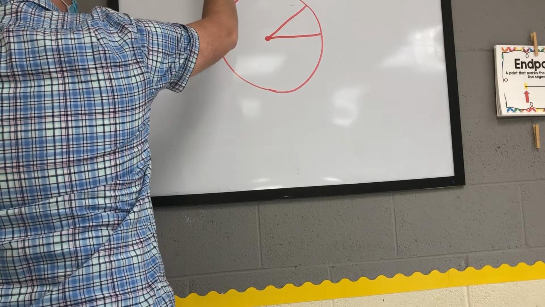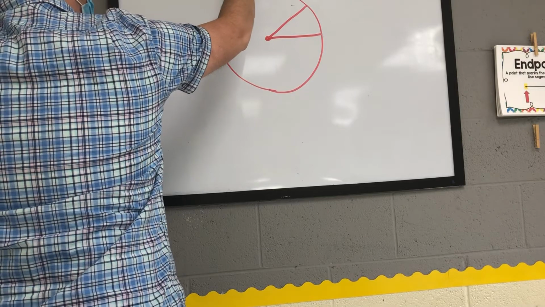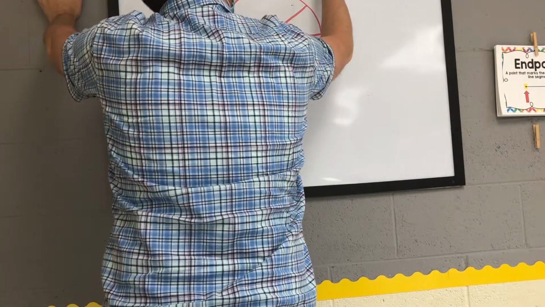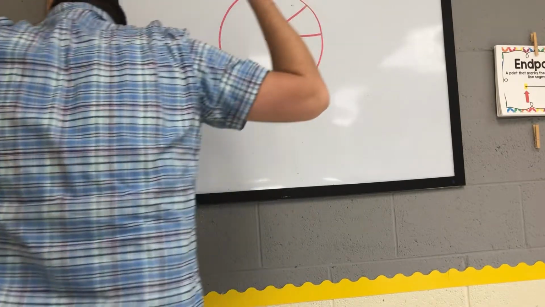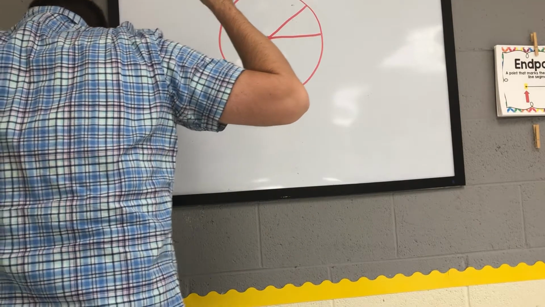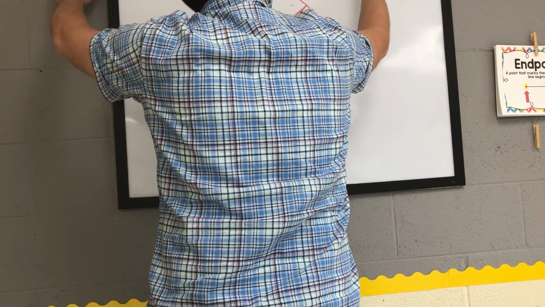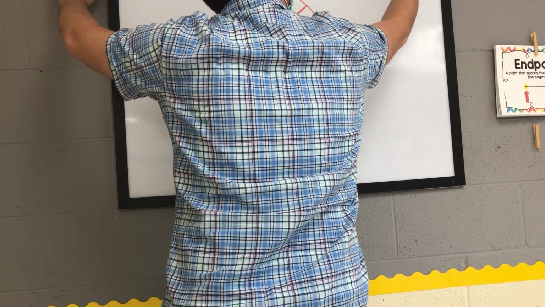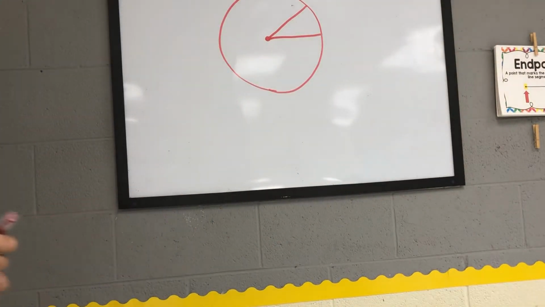Angles can be measured in units called degrees. Okay, so angles can be measured in units called degrees.